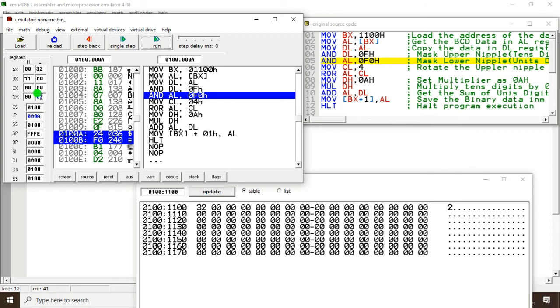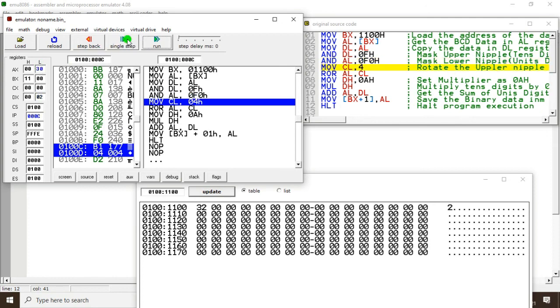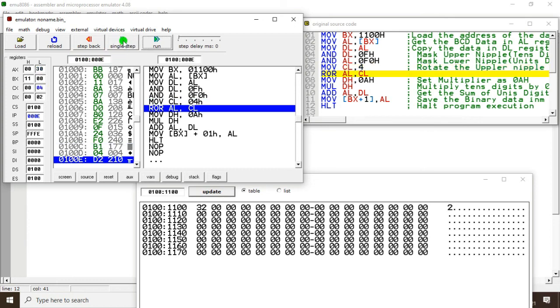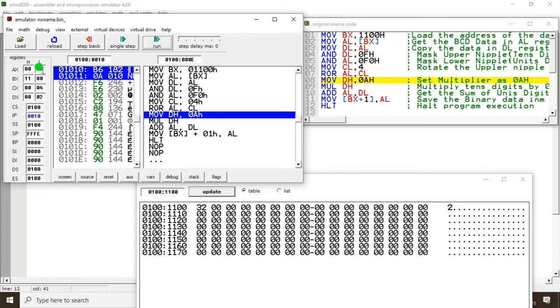The 3 is hidden. Then the higher nibble masking, that is the lower nibble masking, is performed in the AL register. After this line, the number becomes 30. The 2 value is hidden. Then this 3 value is moved into the lower nibble. How are we going to move it? We are going to do the 4 rotation. This 4 value is moved into the CL register. After the rotation of 4 digits, the result value becomes 3 in the AL register.